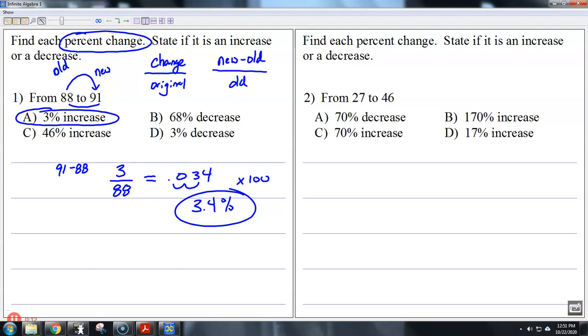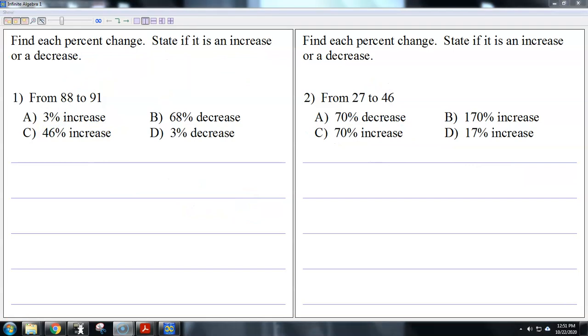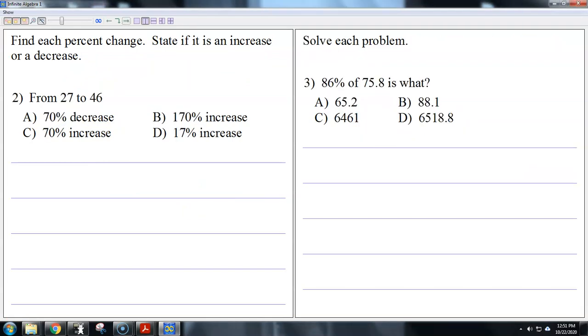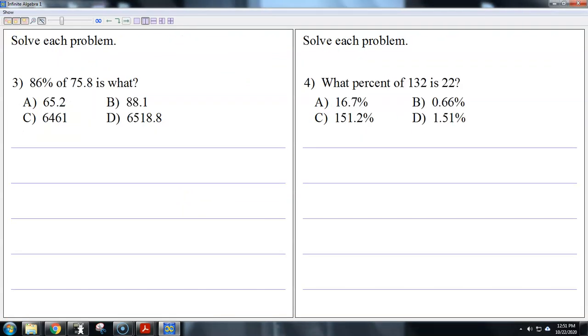Number 2, we're going from 27 to 46, so we are definitely increasing. So I can get rid of this one. Looking at the amount of change, 46 minus 27 is 19, and it used to be 27. And that comes out to be roughly 0.70, or 70% increase. Correct answer is C there. All right. Moving forward, number 3 and number 4.